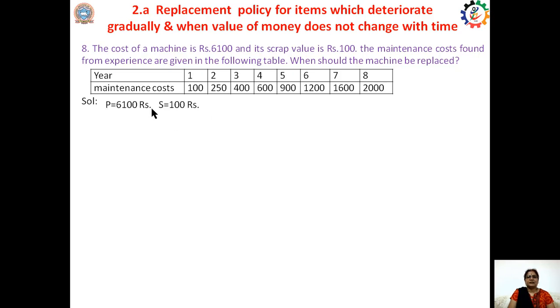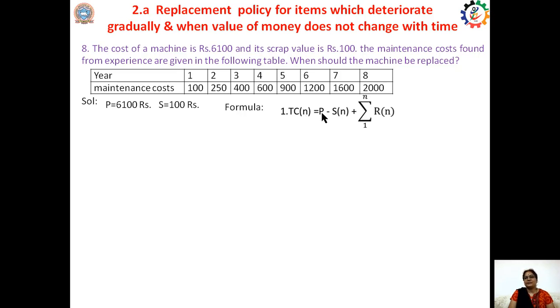Data is taken. P, the first cost, is called P, and S, salvage value, scrap value, resale value, is considered as S. The formula to be used here is total cost in the bracket N. N represents life. So N can take any value like 1, 2, 3, 4 till 8. If N is 5, it's understood that total cost for the 5th year is considered. N is 7, total cost for the 7th year is considered like that.